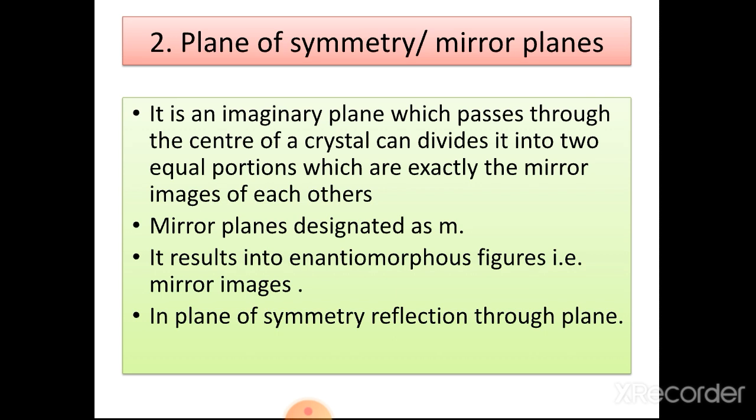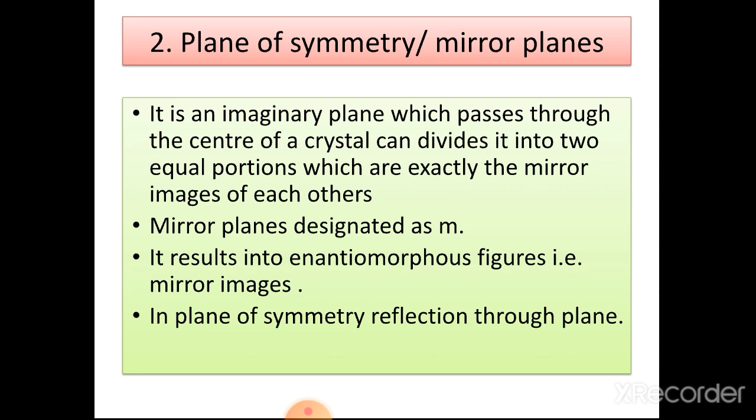So if we cut the cube along the plane and place it on the mirror, then the image will definitely reproduce the other half of the crystal, and hence such a plane is called a plane of symmetry. These mirror planes are designated by a small letter m. As we have discussed, in rotational symmetry, the figures which we get are self-coincident figures, which are also called congruent figures.